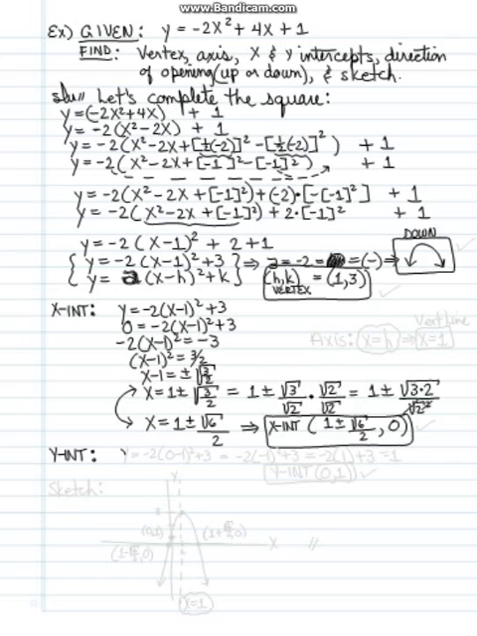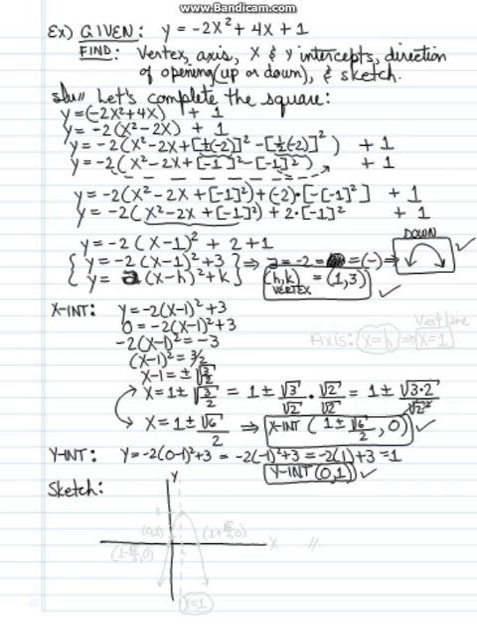The y-intercept is found by taking the same equation and letting x equal 0, solving for y. Negative 2 times negative 1 squared plus 3 equals negative 2 plus 3, which is 1. So the y-intercept will be (0, 1). And finally, we can do the sketch. We've got everything we need. Let's make it clear. We found the axis, that vertical line, x equals h.